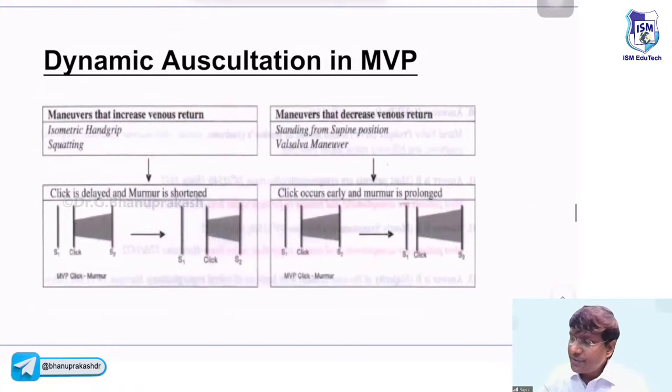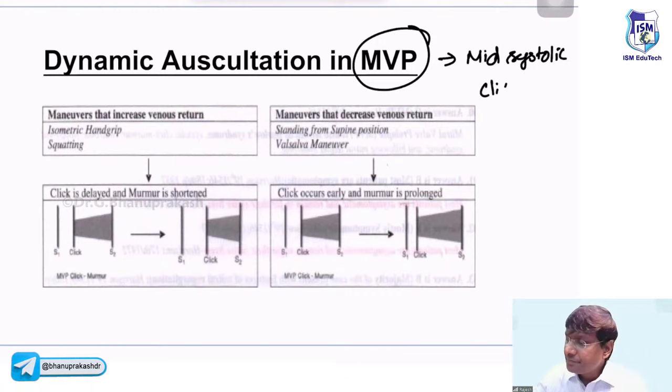But when you take patients with mitral valve prolapse, what are the important auscultatory findings? The important auscultatory finding in mitral valve prolapse is the presence of a mid-systolic click with a late systolic murmur. That is what you listen for in mitral valve prolapse. And in mitral valve prolapse, dynamic auscultation is very, very important. This is very frequently asked in your exams.